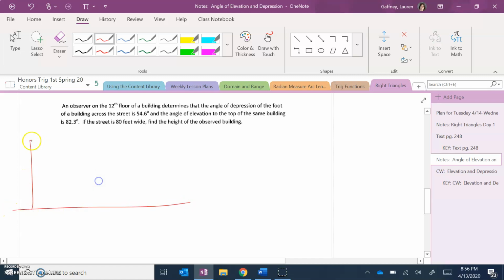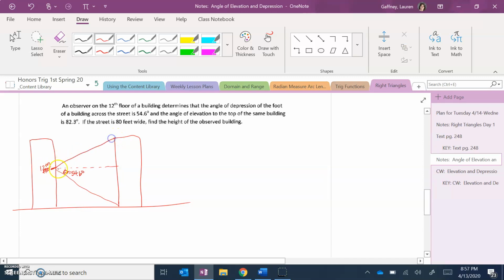So here's my ground. An observer's not at the top of the building, he's not at the bottom, he's somewhere in the middle here. I'm just going to call this the 12th floor. It doesn't matter. He determines that the angle of depression to the foot of a building across the street, so here's my other building, if I drew in this fake horizontal line, would be this angle, 54.6 degrees. Now, that same person is looking at the top of the building across the street.